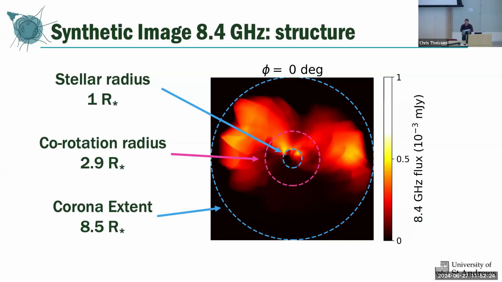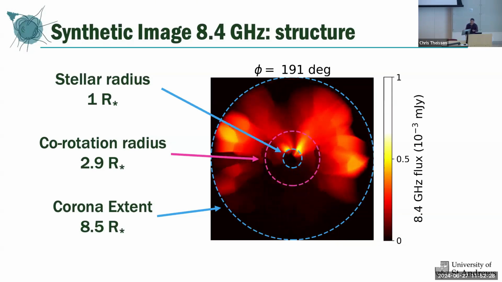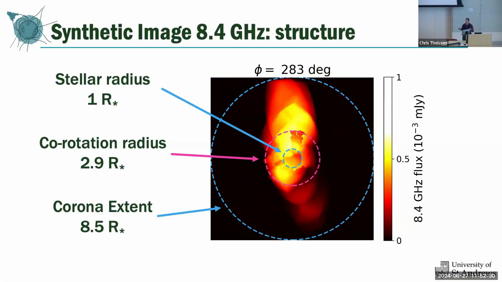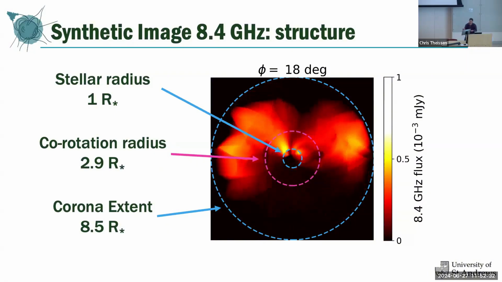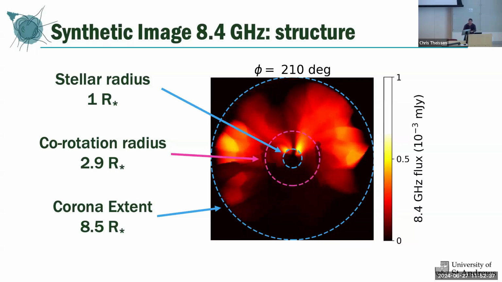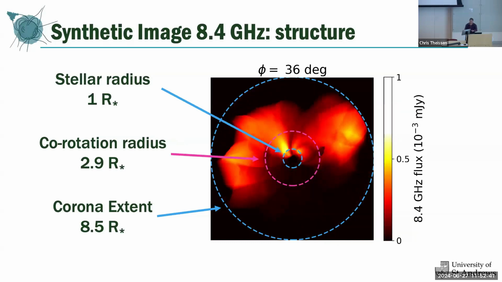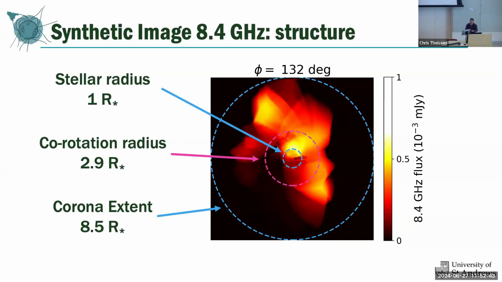co-rotation radius. And I point out the co-rotation radius because this is the radius beyond which rotational effects start to matter more. And I just want to point out how much of the closed corona is beyond that point. So these effects do become important. But this isn't something that we can compare to the data yet.